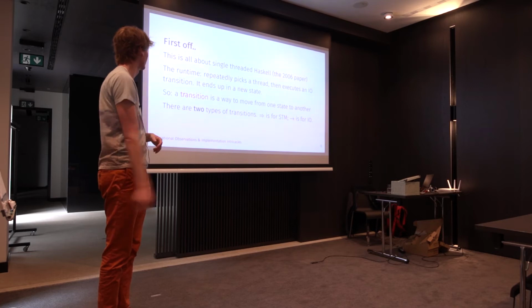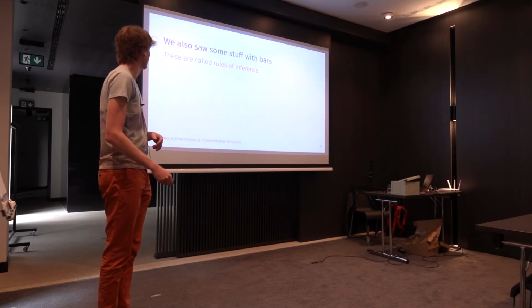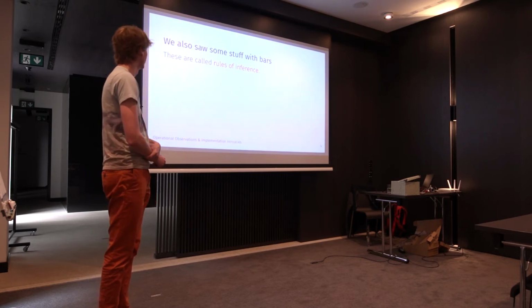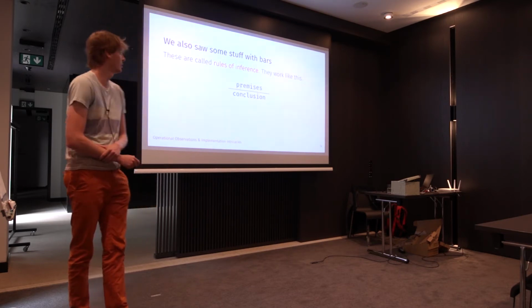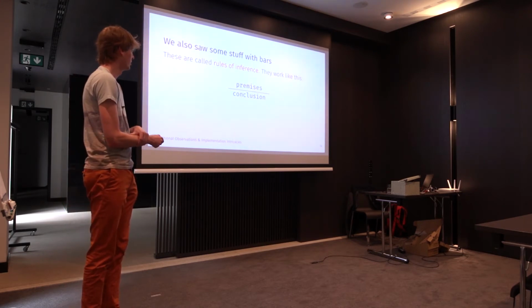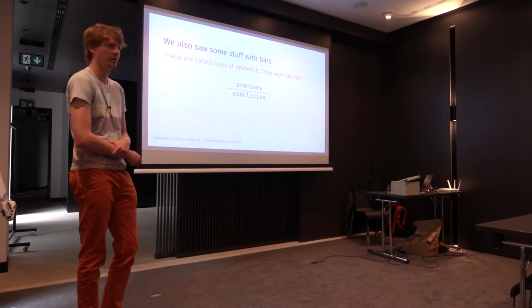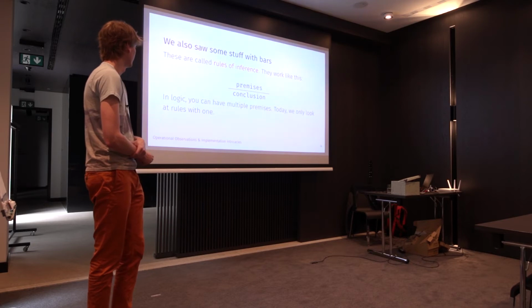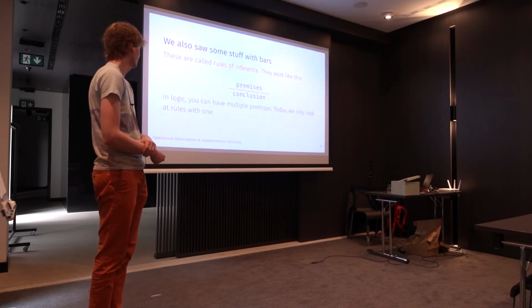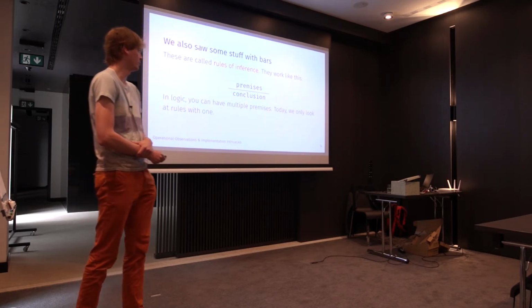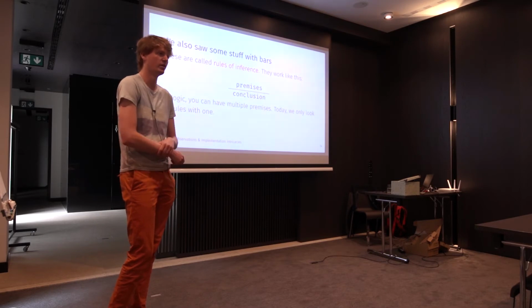So, right. We also saw some stuff with bars instead of arrows, if you look carefully. And these are called rules of inference. They work like this: you have premises at the top, then you have a bar, and then you have a conclusion. You might have seen this if you've done logic. You can have multiple premises in logic, but we will only see rules with a single premise. And to be fair, I don't know if operational semantics means you can have multiple premises or not, but it's not important.